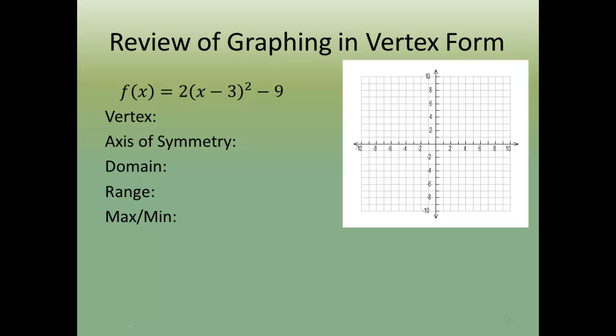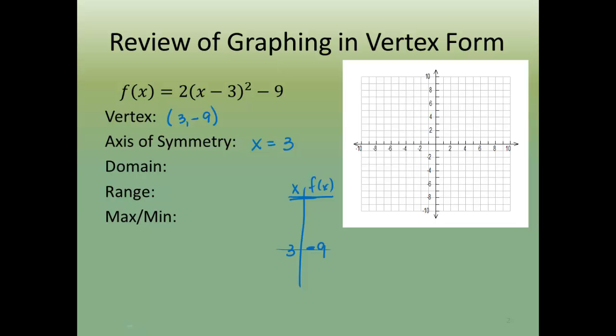The first thing we did was identify our vertex. And our vertex for the given function is (3, -9). When we created our table of values, we went ahead and wrote the vertex in the center. And we knew that that was where the axis of symmetry went. So our axis of symmetry for this is x = 3.